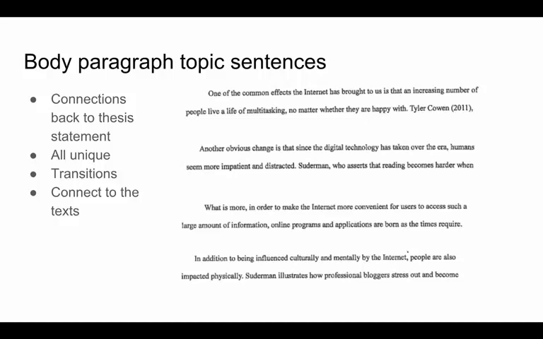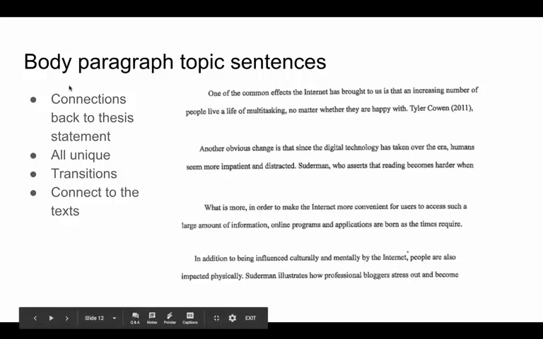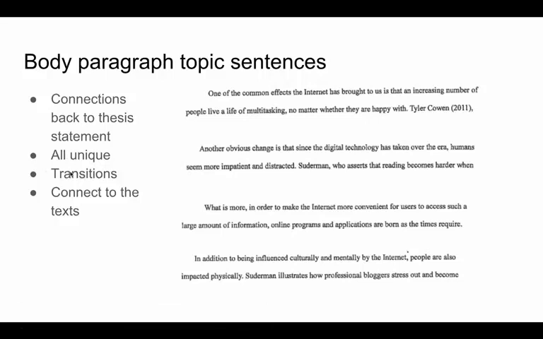So you can see that these are 4 different topics, and you can see things like they do all have their connections back to the thesis statement. They're all unique. You can see transitions. So I'm looking at the second one, and it has "another obvious change." So that's kind of connecting that the first paragraph was talking about changes. The second paragraph is talking about another change. "What is more," so that's showing that it's expanding on the previous topic.